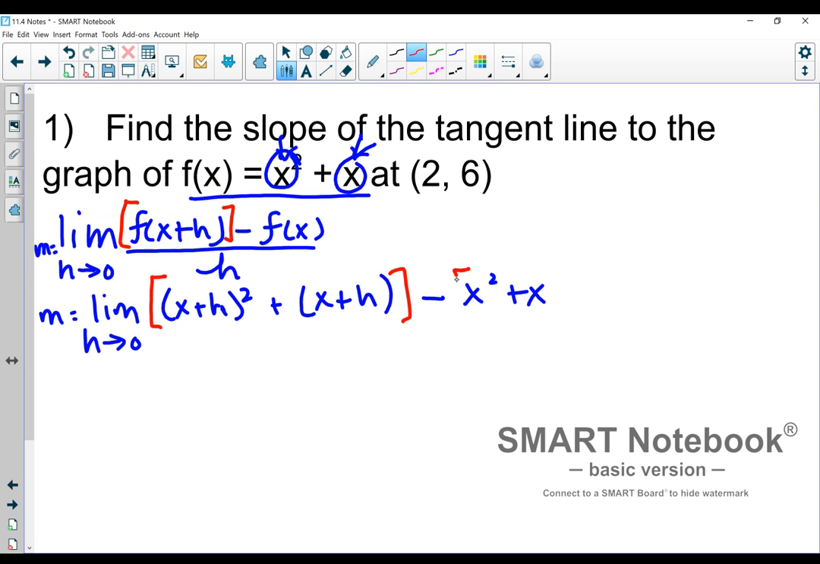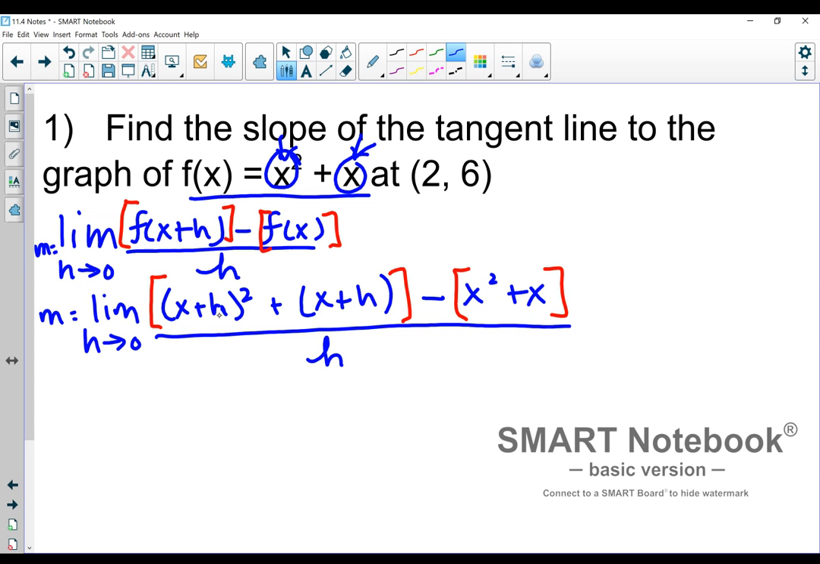And I'm going to put brackets around that too, just to really clearly see what's going on. So I took my function and I plugged in x plus h, and then I just took my function and wrote it the way it was. And now it's going to be all over h.